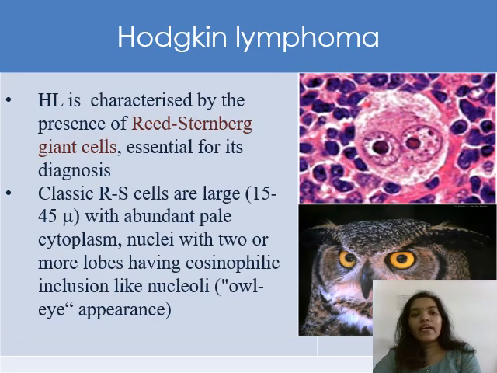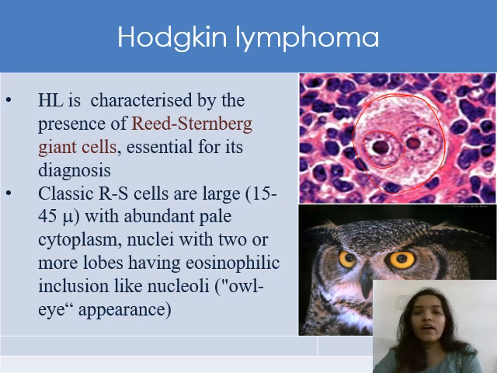Hodgkin's lymphoma is characterized by presence of a giant cell called as Reed-Sternberg cell, also called as an RS cell, which is essential for its diagnosis. So the classical Reed-Sternberg cells are very large cells which are about 15 to 45 microns in diameter, and it has usually two or more lobes of nuclei having eosinophilic inclusion-like nucleoli.